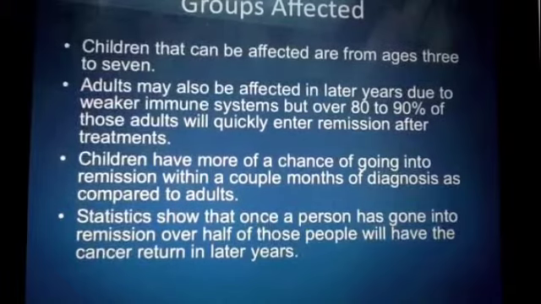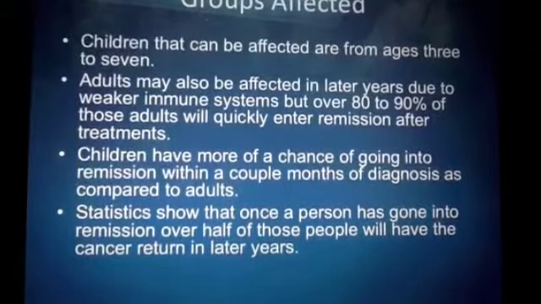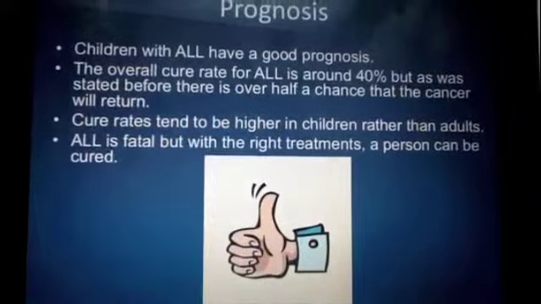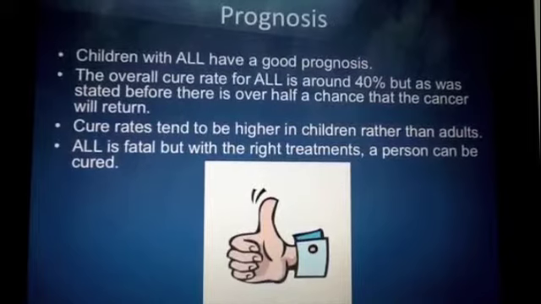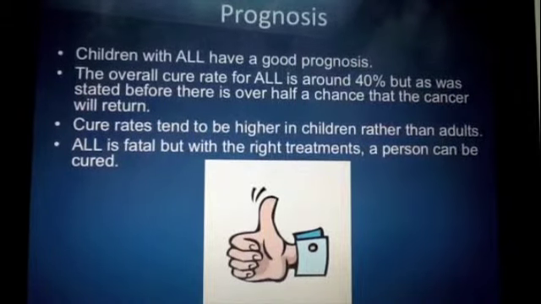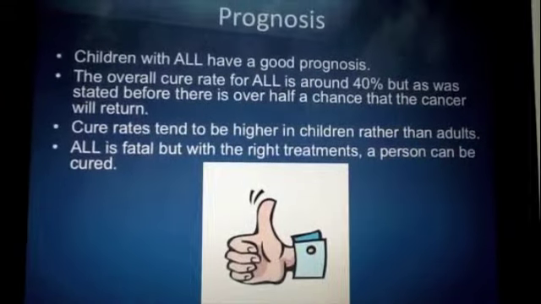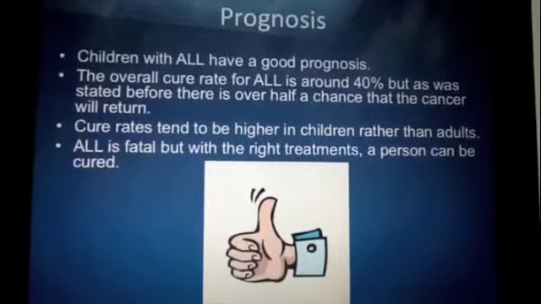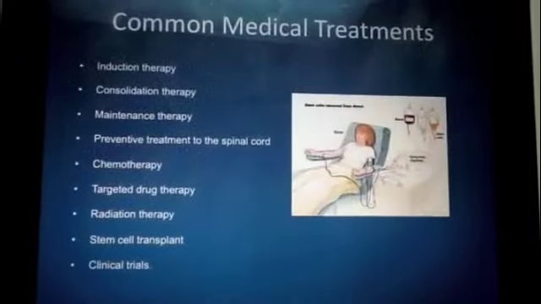Statistics show that once a person has gone into remission, over half of those people will have the cancer return in later years. The prognosis for children with ALL is good. The overall cure rate for ALL is around 40%, but as was stated in the previous slide, there is over half a chance that the cancer will return. Cure rates tend to be higher in children rather than adults. But ALL is fatal, but with the right treatments, a person can be cured.